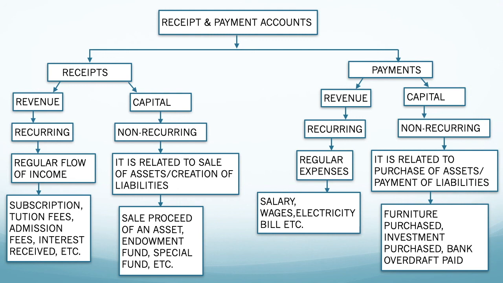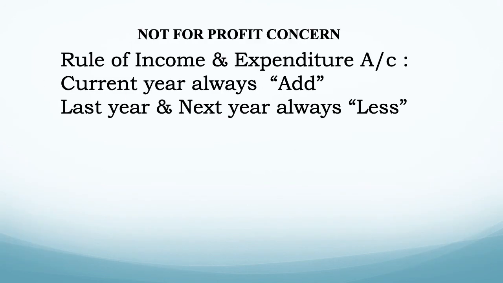So it is very much clear that in the income and expenditure account only revenue receipts and revenue payments will be recorded, and in the balance sheet capital receipts and capital payments will be recorded. I hope यहाँ तक आपको clear हुआ होगा. Further, a very important point for the income and expenditure account, this is a very important rule you have to remember. Current year always add, last year and next year always less. This is not a new thing, but in a different way it has been presented.